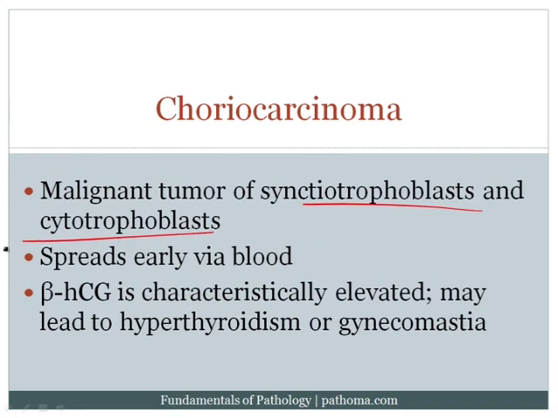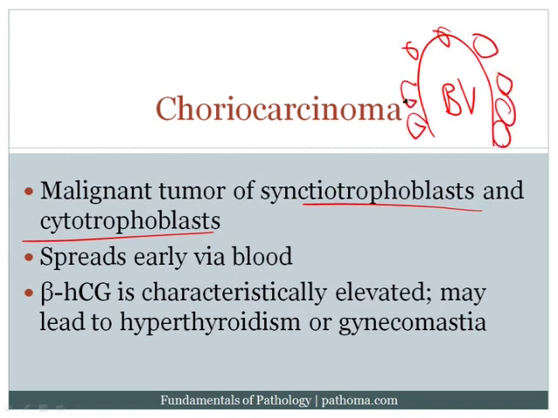However, remember that the functional unit of the placenta was the villus, so that when you look at a placenta, you've got a villus with a blood vessel running through the center, and then you've got these syncytiotrophoblasts and cytotrophoblasts growing around the edge. However, in the case of choriocarcinoma, it's very important to note that you don't get villi. You only get the syncytiotrophoblasts and the cytotrophoblasts.